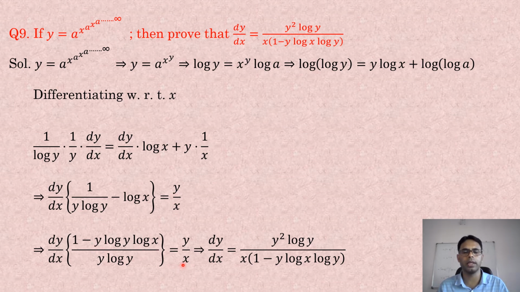y by x, which is already here. Just take the cross product: this term is coming with this x and this term is going with this term. So it is y into y square, this log y is remaining the same, x is already here and this term is coming here, and that is the solution for the question. And this is the proof, you see, this is the proof.